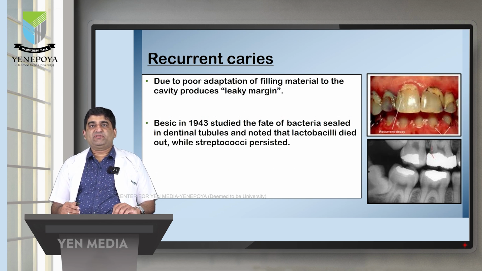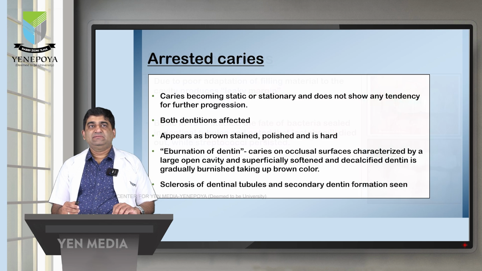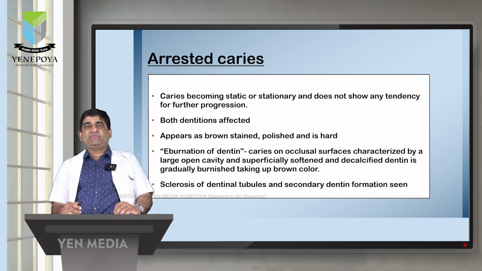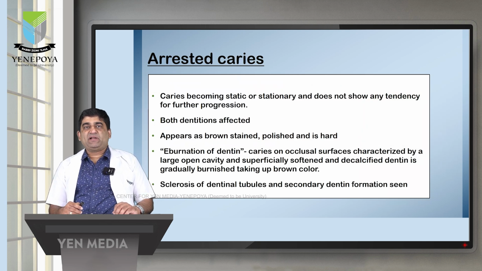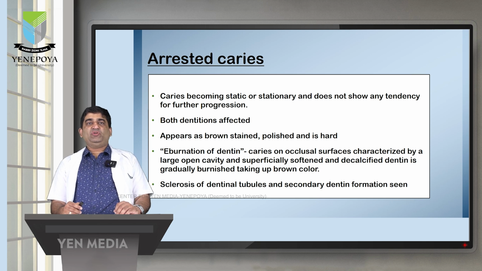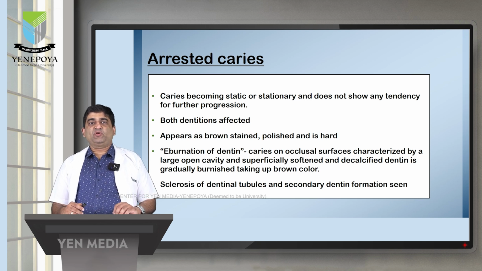Recurrent caries produces a leaky margin. Arrested caries is a type of caries where the caries is arrested and becomes static or stationary and does not show any tendency for further progression. It appears as brown, stained, polished and is very hard.